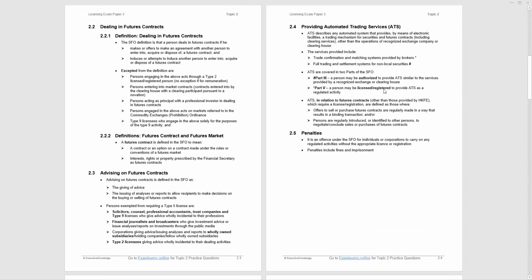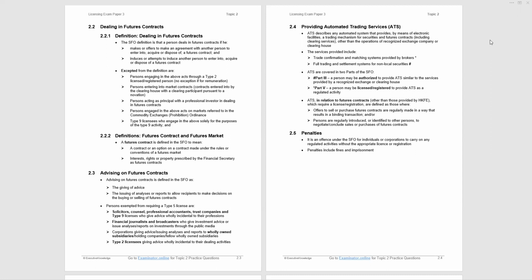Moving on to a definition of what is dealing in futures contracts. Now, this is just the legal definition. It tells us right at the top, the SFO definition is that a person deals in futures contracts if he or she makes or offers to make an agreement with another person to enter into, acquire, or dispose of a futures contract, and induces or attempts to induce another person to enter into, acquire, or dispose of a futures contract. Now, very legalese language. The exceptions are probably more important for the exam.